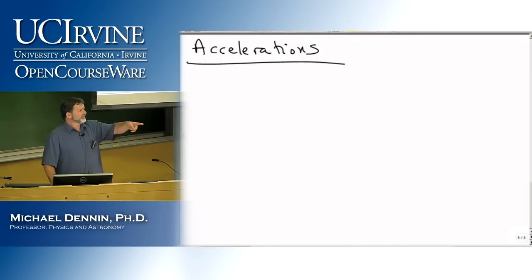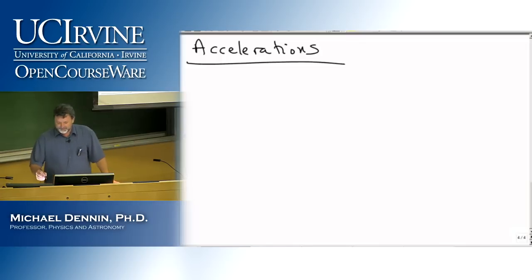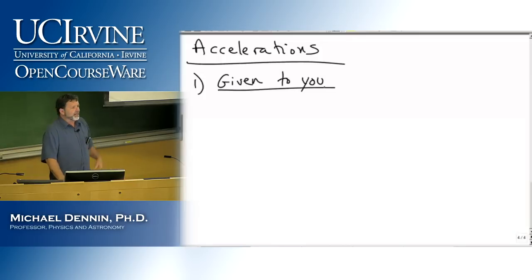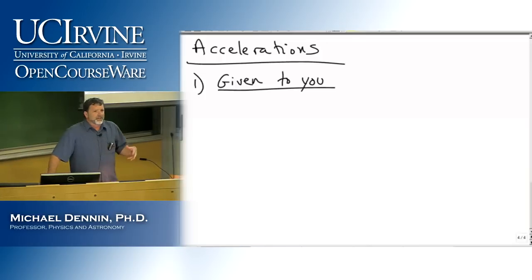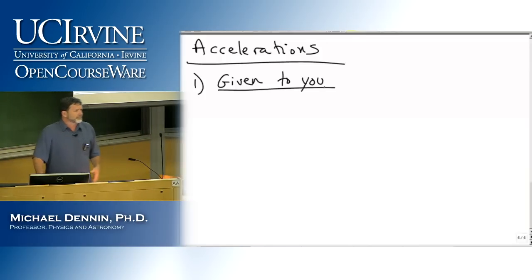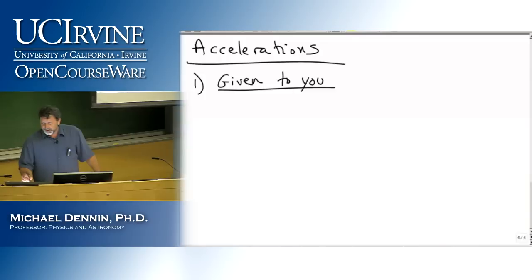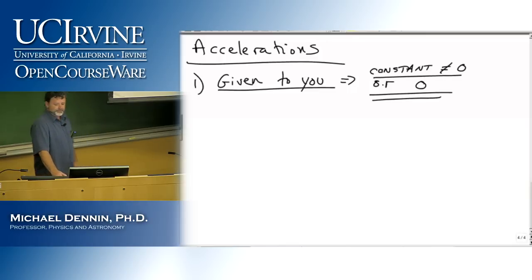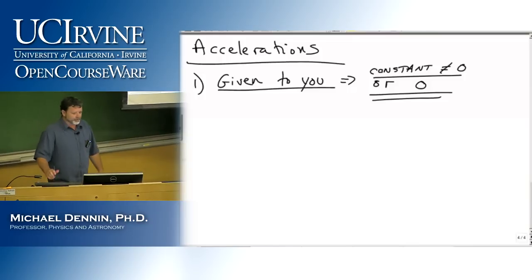I heard it. It's given. This is the most common way to know the acceleration. It's one of the few things that is least likely to use a formula. And it'll be given to you usually as some constant that's not equal to 0, or 0. That is a very common situation to have.